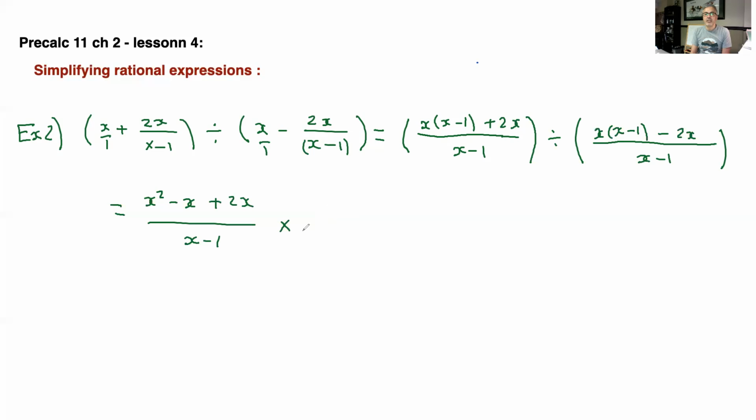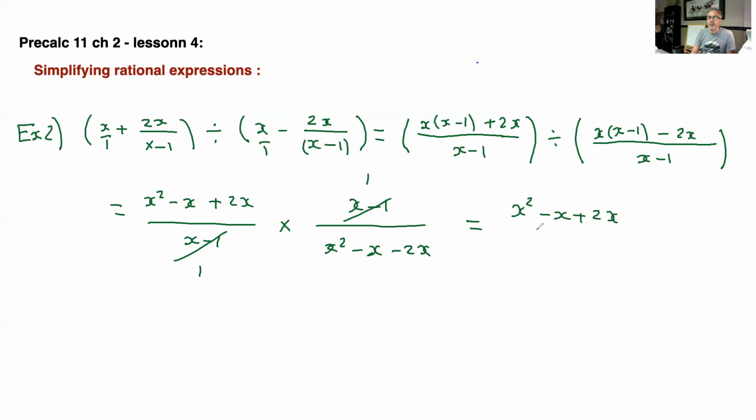I'm going to change this to multiplication and flip this divisor. So x minus 1. And this, I'm just going to simplify it at the same time. So it's supposed to be x squared minus x minus 2x. Now right away, I could see that this and this will cancel. And this is 1, this is 1. So I'm just going to multiply this by this and this by this, top by top. So I have x squared minus x plus 2x. And the bottom, x squared minus x minus 2x, which equals x squared plus x on top and x squared minus 3x on the bottom.